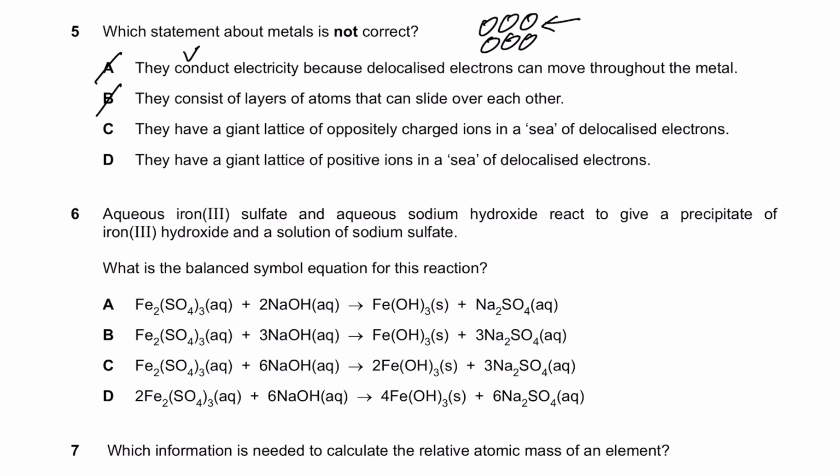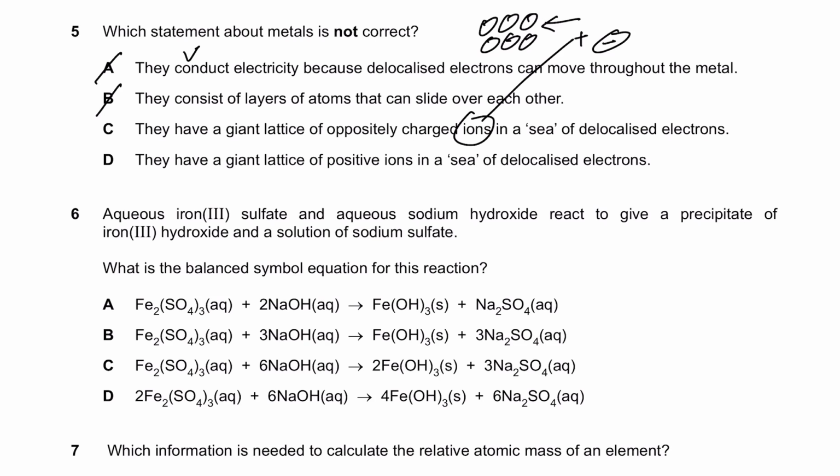Part C says they have a giant lattice of oppositely charged ions, and that's wrong. They have a giant lattice, but it's not about oppositely charged ions. It's a giant lattice of positive ions in a sea of delocalized electrons. Oppositely charged ions means that you have positive ions and negative ions, and we know that negative ions don't exist in metallic lattices. You have electrons and positive ions only.